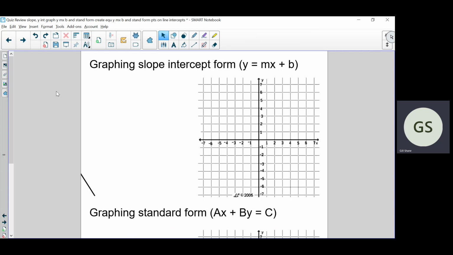How do I know? No, my question is, what do you look at? Because I'm not going to say on the quiz slope intercept form. I'm not going to say standard form. I'm just going to give you an equation. You've got to know which one to use. How do you know? What are you looking for if you just see an equation? Gregory.